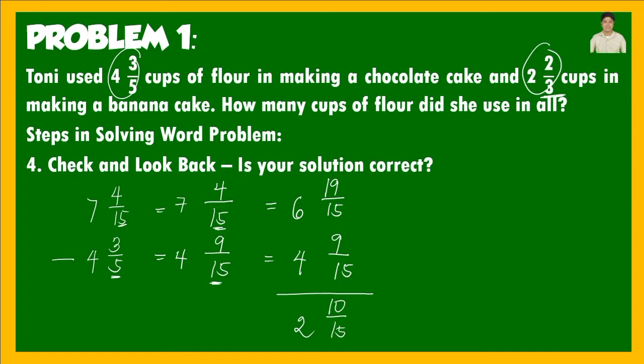So, hindi natin nakuha yung 2 and 2/3. It's because kailangan po nating i-simplify yung 10 over 15. So, yung 10 over 15, ang lowest term niya is 2/3 kasi ang GCF nila is 5. So, kapag dinivide natin yung 10 sa 5, we'll get 2. Yung 15 sa 5, we'll get 3. So, ibig sabihin, ang nakuha nating sagot is 2 and 2/3. So, ibig sabihin, yung nakuha nating sagot na 7 and 4 over 15 ay tama.